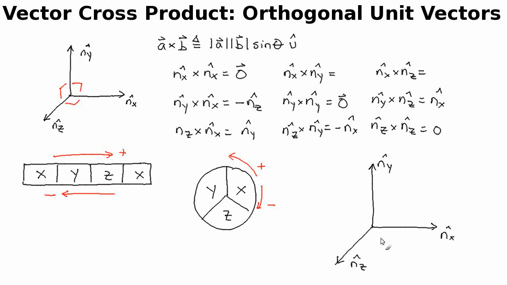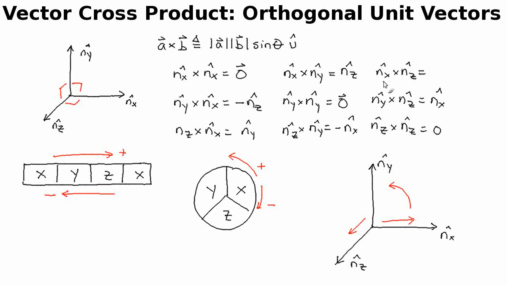And finally, some people just like to use the right-hand rule on the unit vectors themselves. So for example, if we point our fingers in the direction of nx and then curl them toward ny, our thumb points in the direction of nz. So nx crossed with ny is positive nz.